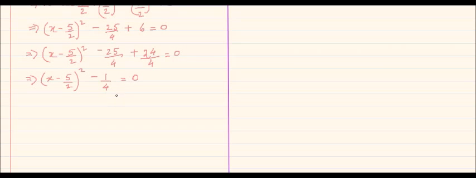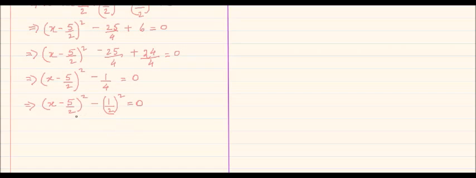Now you see this is a whole square and also 1 by 4 is a whole square term. It is (1/2)². Right? Because 4 is nothing but 2². So we write this as (x minus 5/2)² minus (1/2)² is equal to 0.